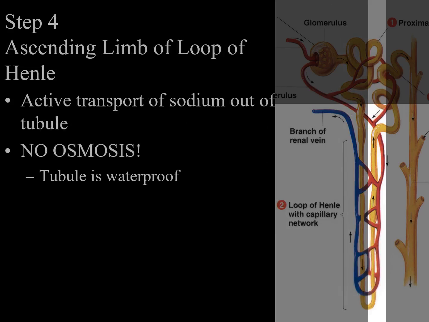The ascending limb of the loop of Henle looks pretty similar, but it functions very, very differently. The walls of the tubule are waterproof, so there is no osmosis through that tubule. What you do have is active transport of sodium out of the tubule, and that is basically what's making the salt concentration so high on the outside of the tubule: it's being actively transported out of the ultrafiltrate, and so it's high outside the tubule.